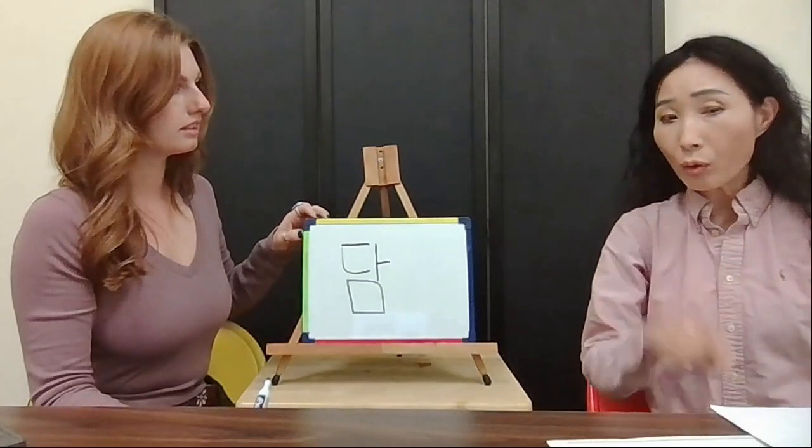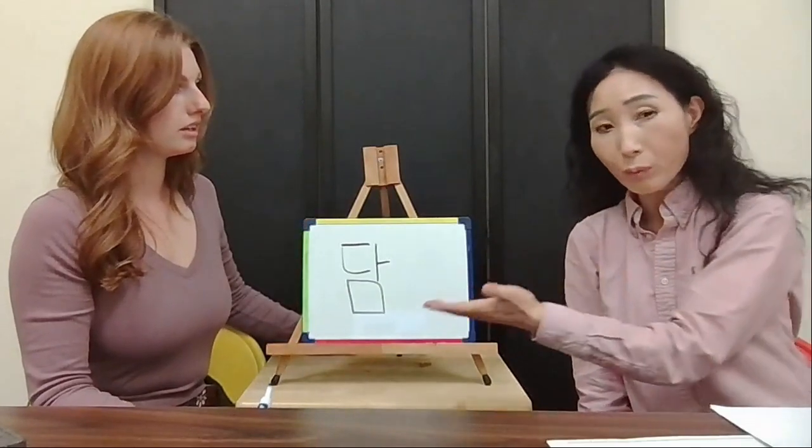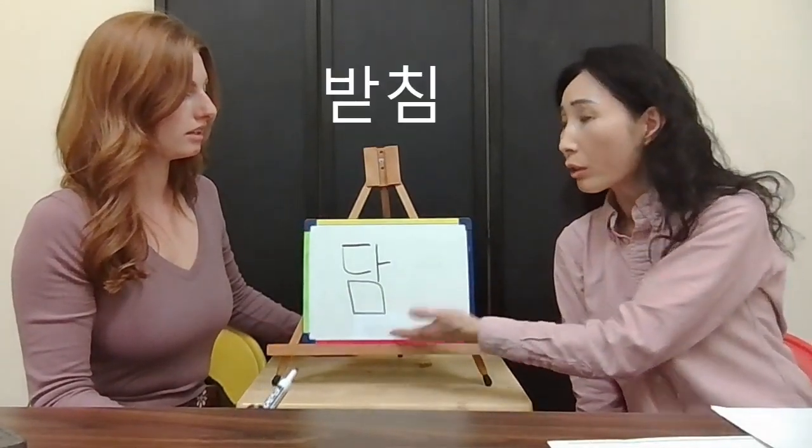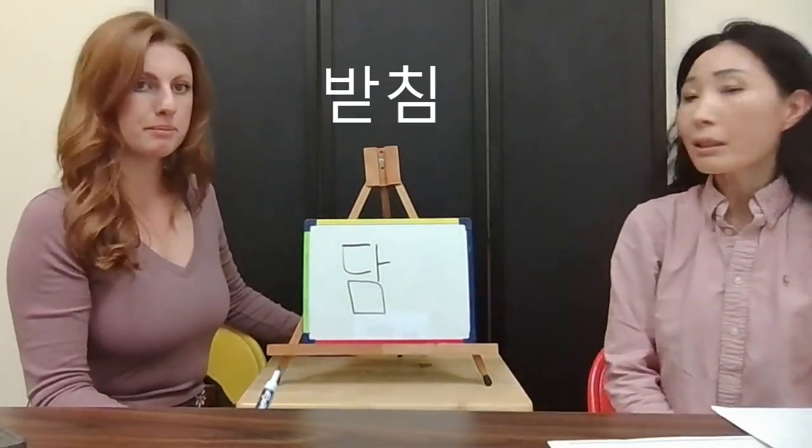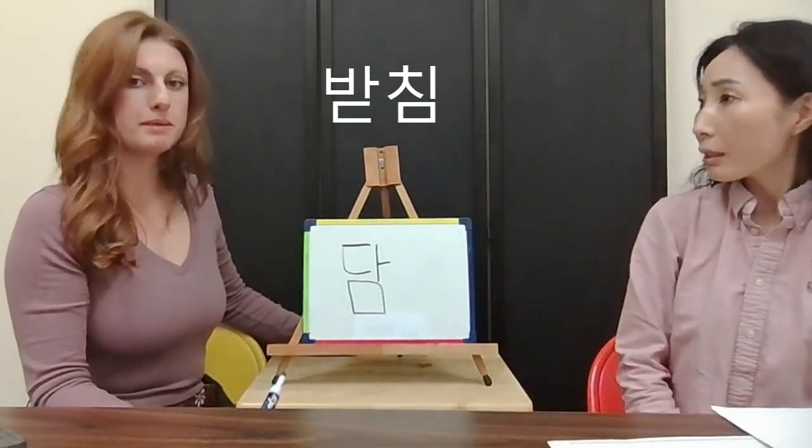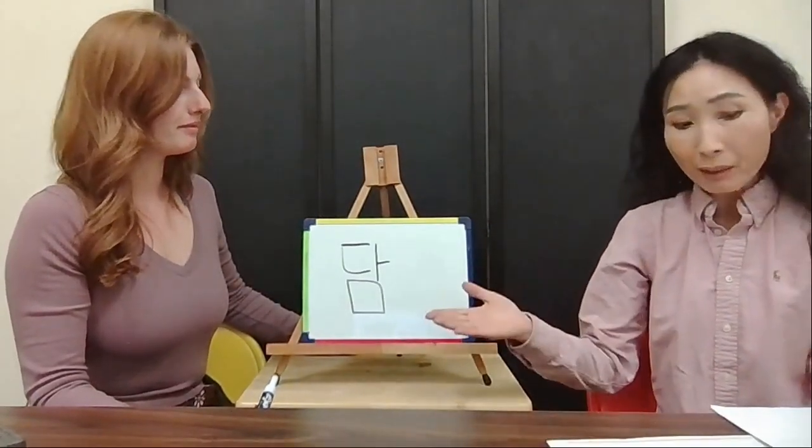So what is it called, the extra consonant we added? Say this one, 받침. Very good. So we talked about 받침 now.